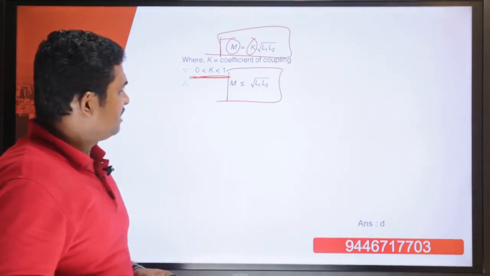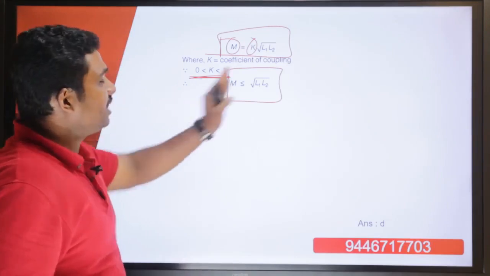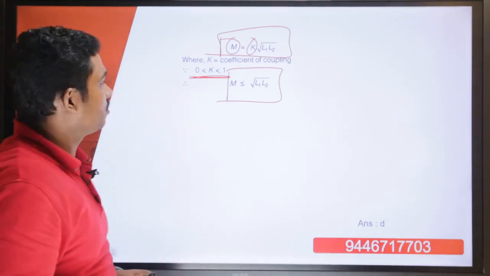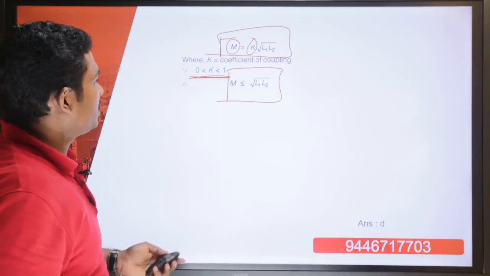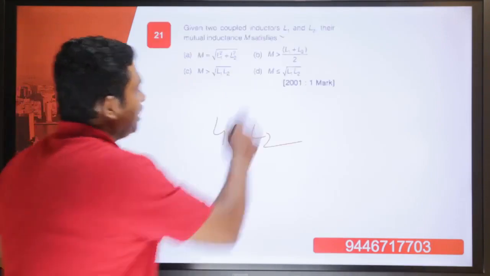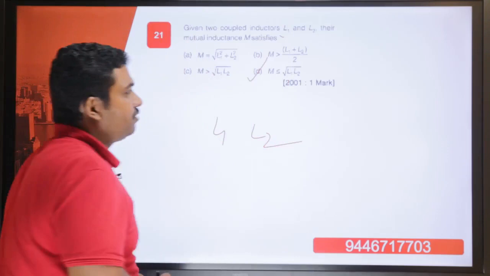And if K is less than 1, then M is less than or equal to root L1 L2. So what is our answer? Our answer is M less than or equal to root L1 L2.